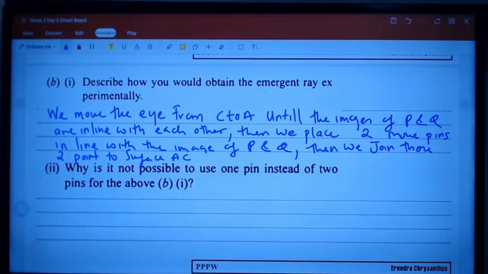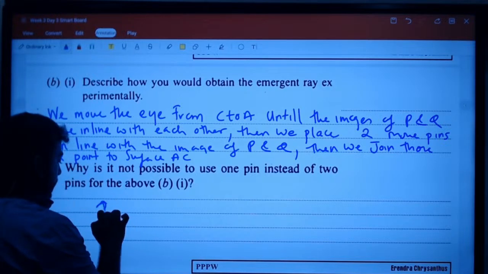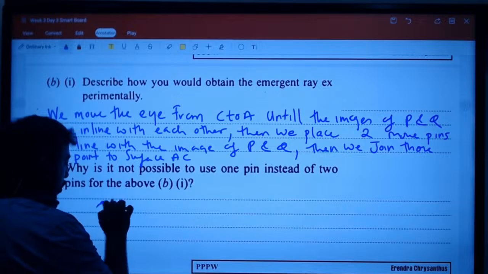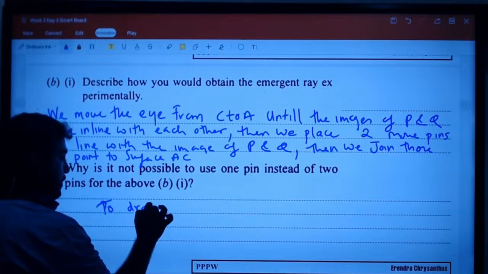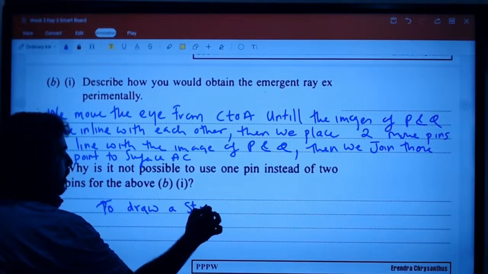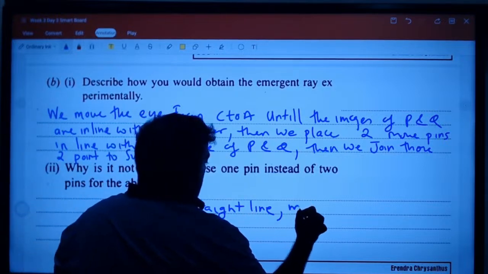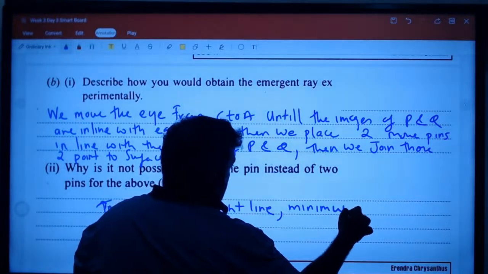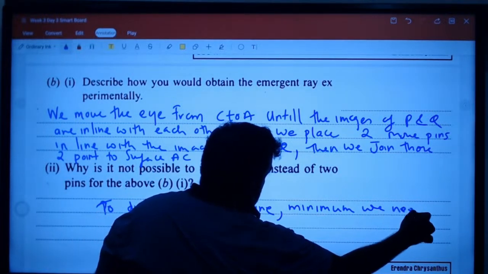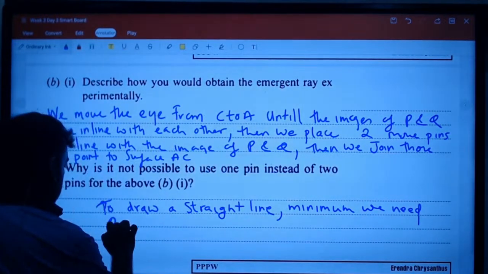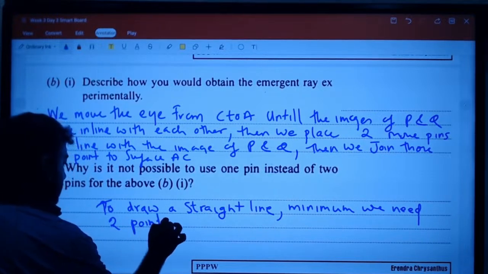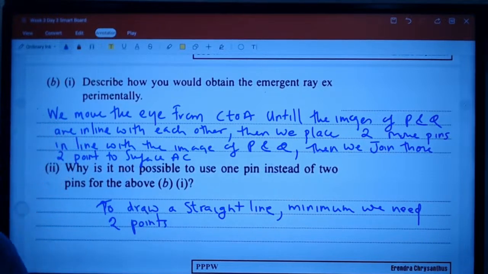Why is it not possible to use one pin instead of 2 pins? So basic geometry question. To draw a straight line, minimum we need how many points? 2 points. Minimum we need 2 points. Okay.